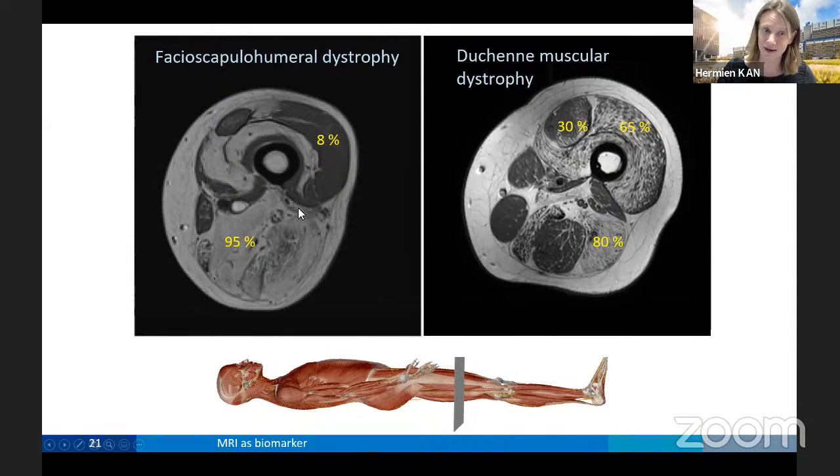So at the back of the leg, where this whole posterior compartment in this FSHD patient is almost completely gone, while in the Duchenne muscular dystrophy patient, there's still quite a bit of muscle left. While in contrary, here at the front, this Duchenne muscular dystrophy patient has 65% fat, while the muscle here, the vastus lateralis, is preserved almost completely in the FSHD patient. So this is something that will come back later, but the muscles that are affected differ quite a bit between the different diseases, and we don't know why.